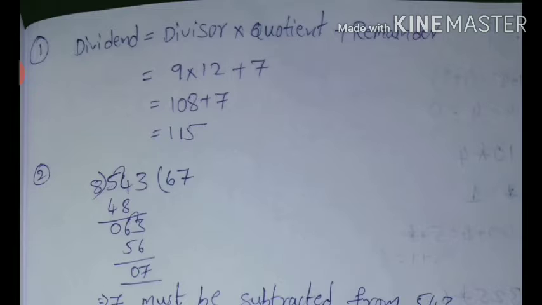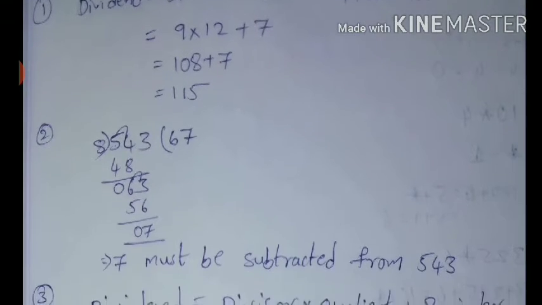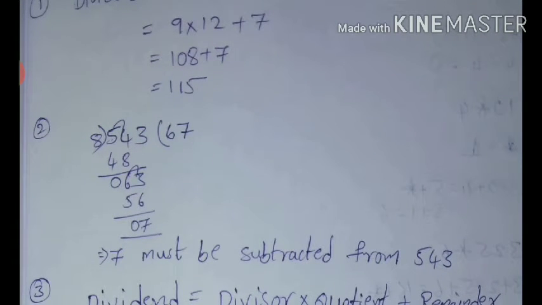Okay, the next question. What least number must be subtracted from 543 to get the number exactly divisible by 8? So we know that divisibility of 8, last 3 digits of a number is divisible by 8, then the number is divisible by 8. Okay, so here we have only 3 digit number, directly do the division. 8 6 of 48, 54 minus 48 6, 63. 8 7 is 56, 7. 7 must be subtracted from 543 to get the number divisible by 8.